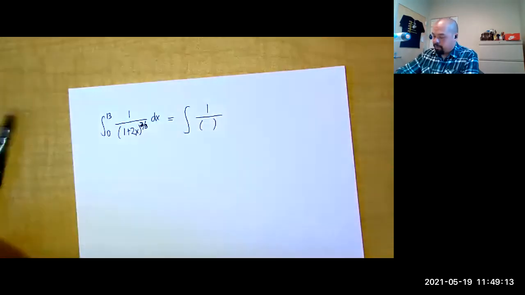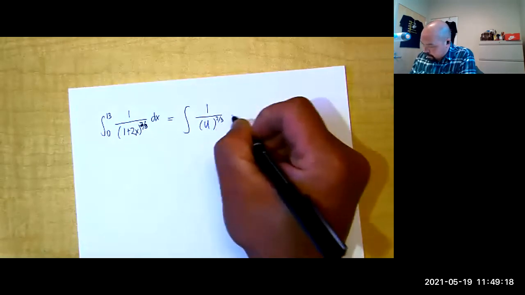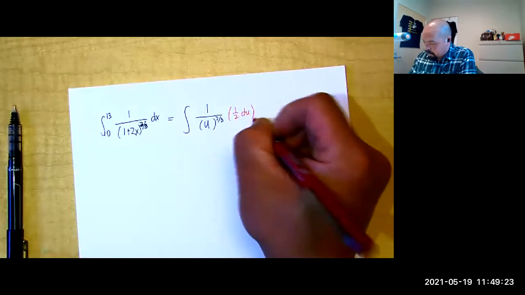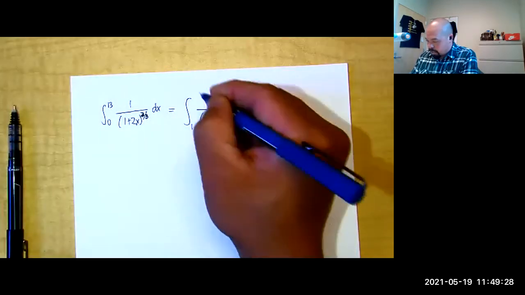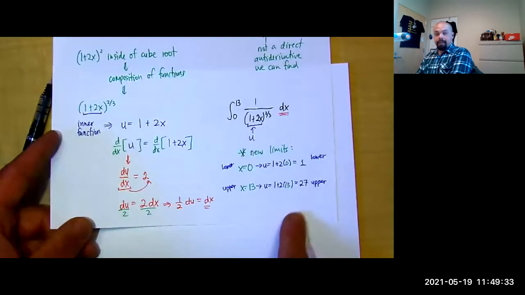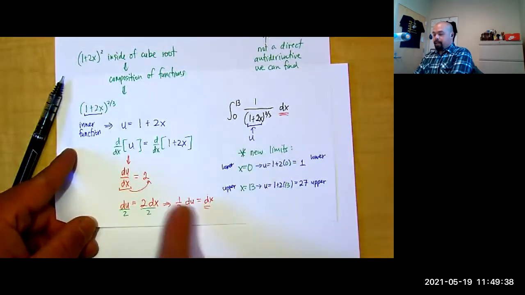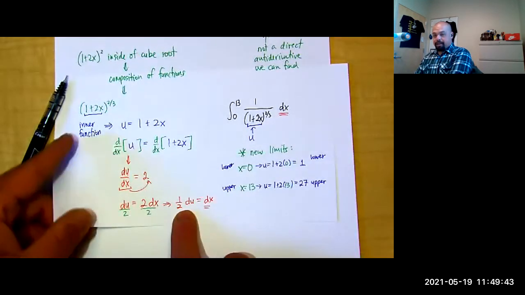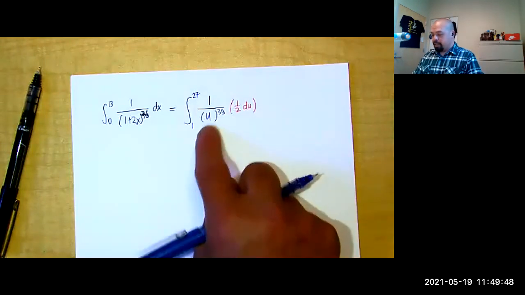This becomes this integral 1 over u to the 2/3 power. And then that dx became 1/2 du, right? And then our new limits, they went from 1 to 27. Okay, lower 1, upper 27, replacing 1 plus 2x with u, the dx with 1/2 du. So now it's only u's appearing, and then my new limits.